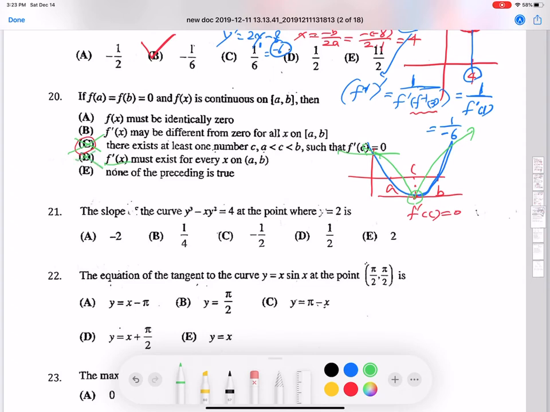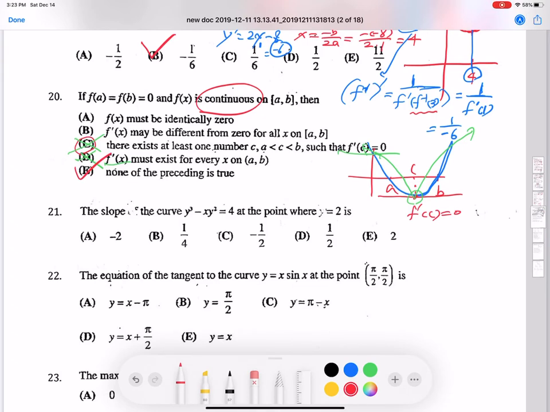Okay, so what is the final answer? Actually, none of the preceding is true. E is the actual answer. Continuous doesn't mean differentiable. If f(x) is differentiable, then f(x) is automatically continuous, but not all continuous functions are differentiable. That's why the answer is E.